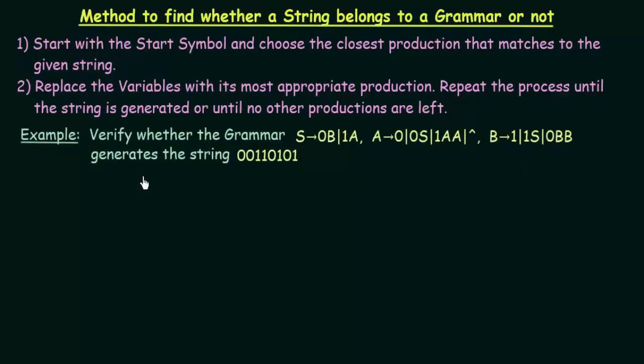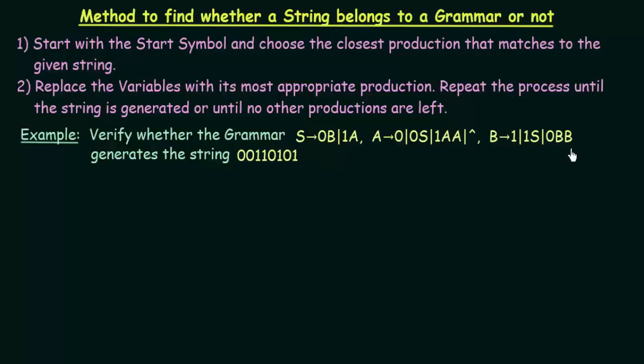Here we have an example. It says verify whether this grammar generates the string 00110101. Actually this is the production of the grammar that is given. That is, S gives 0B and also 1A, and A gives 0, and it can also give 0S, can also give 1AA, and can also give the null symbol. This is the same as the epsilon symbol. And B can give 1, 1S and 0BB.